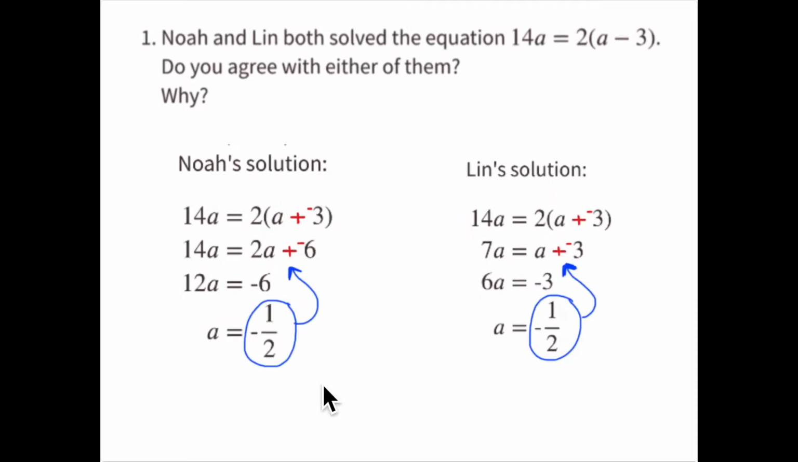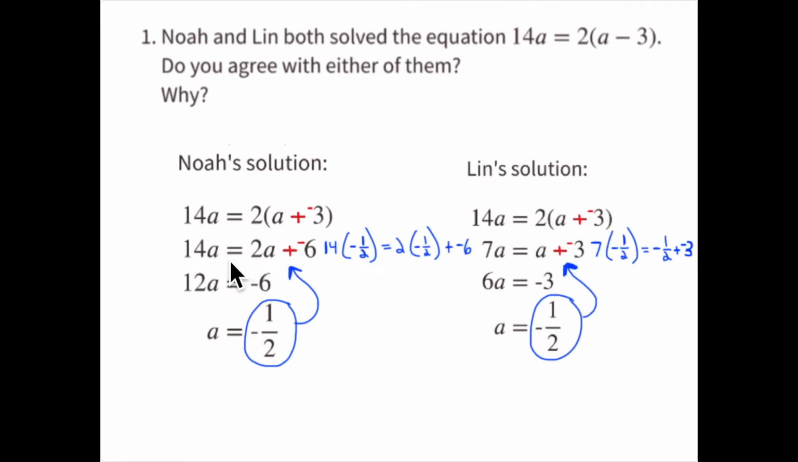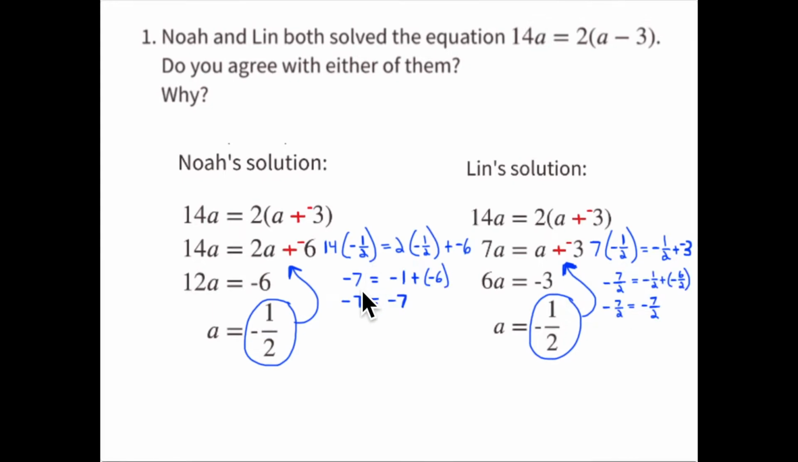Now you can check each of them by taking that -1/2 and replacing A up here and up here. So you have 14 times the -1/2 equals 2 times -1/2 plus -6. And on this side, you have 7 times -1/2 equals -1/2 plus -3. So -1/2 of 14 is -7. -1/2 of 2 is -1, plus a -6, and you end up with -7 equals -7.